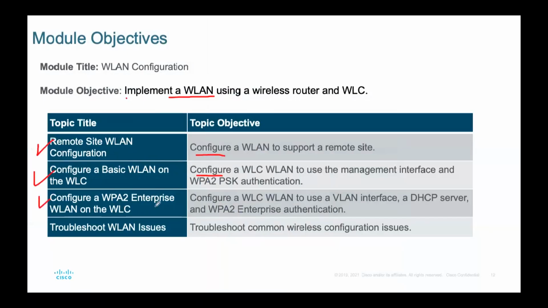configure a WPA2, or version 2, enterprise for a wireless LAN on the wireless LAN controller, which will teach you how to configure a wireless LAN on the controller to use a VLAN interface, DHCP server, and WPA version 2 enterprise authentication. And then finally, the final topic regarding troubleshooting wireless LAN issues. So it will teach the troubleshooting steps, okay, for common wireless configuration issues.